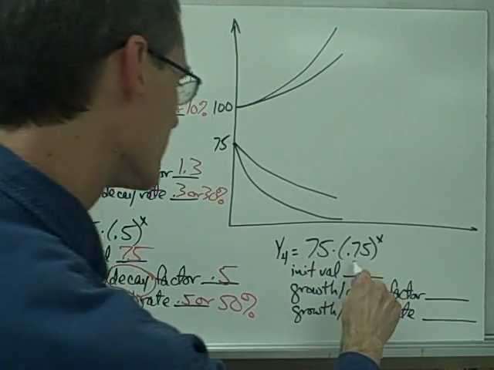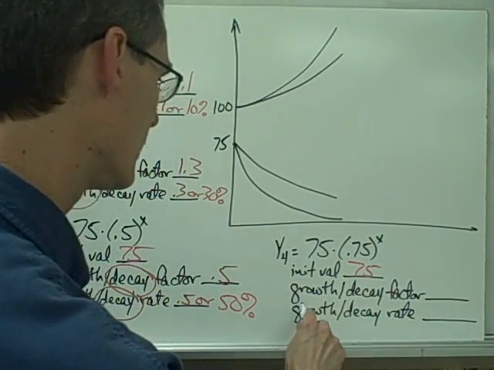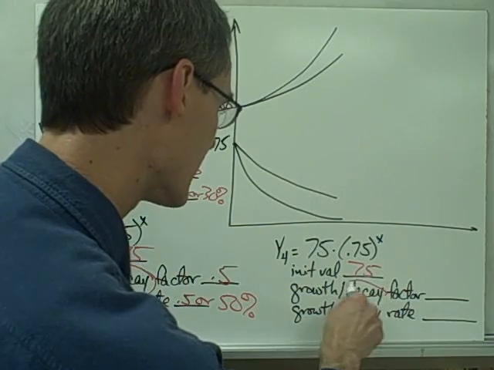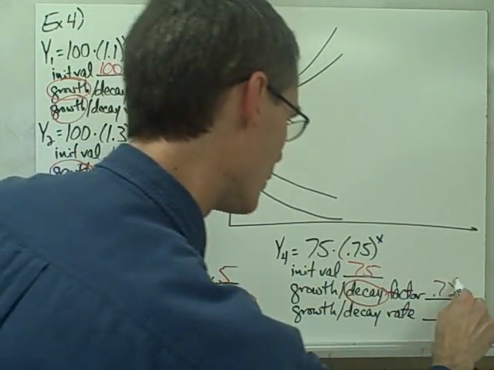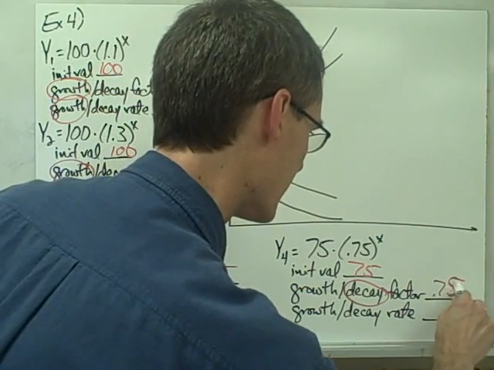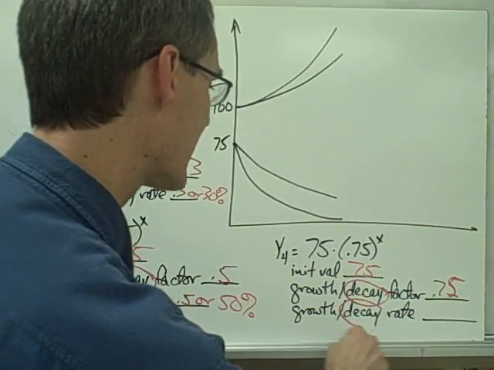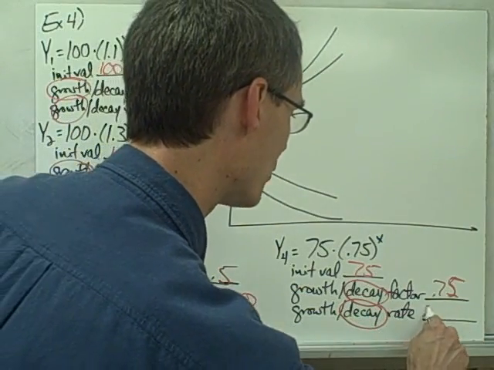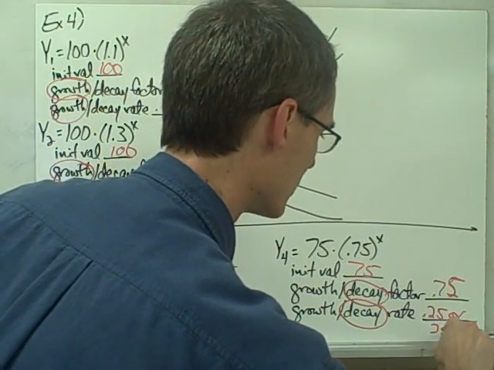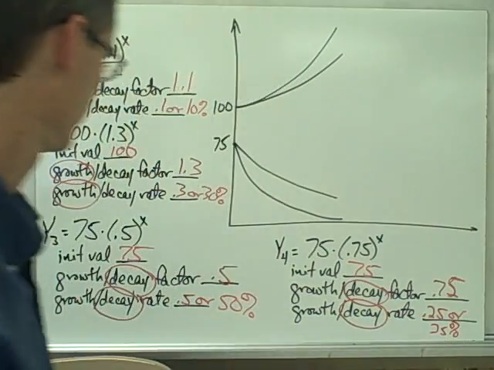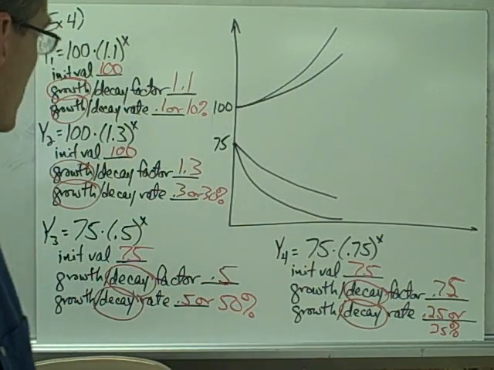And y4, initial value 75. Growth or decay, this one is a decay factor because it's less than 1. 0.75. And the decay rate, in this case, is going to be 0.25, or 25%. Okay, so there's each of those values.